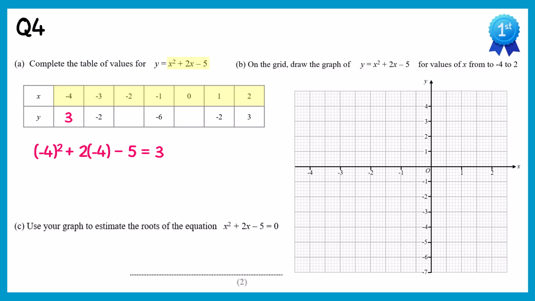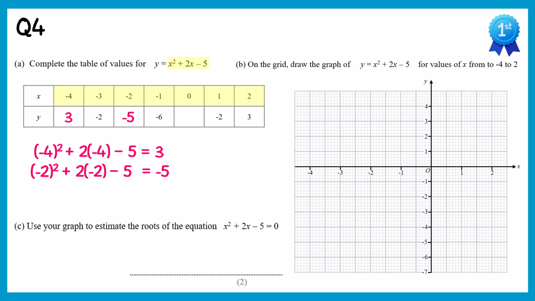Now they've already done negative 3 for us, so we'll move on to negative 2. So we copy out x squared plus 2x minus 5 again, but replace the x's with negative 2's. So instead of x squared, it's negative 2 squared. Then plus 2x becomes plus 2 lots of negative 2, and then subtract 5. If you type this into your calculator, you get negative 5. So if x is negative 2, y is negative 5.